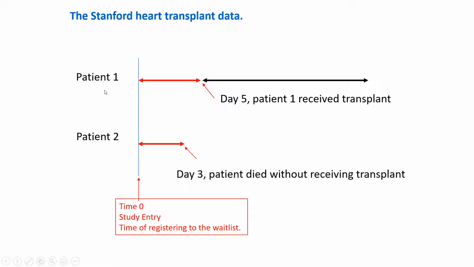Patient 1 had a transplant at day 5, and patient 2 died at day 3 without having a transplant. For patient 1, the 5 days before the transplantation should be considered as not having a transplant, and the days after the transplant should be considered as having a transplant.